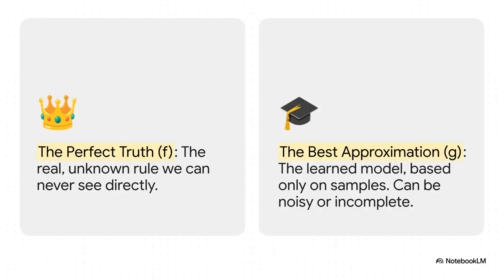But, and this is so important to remember, G is not F. Our final model, G, is just an approximation of that perfect truth, F. And why is that? Well, because it was only built using a sample of the data, and that data might have errors, it might be incomplete. Our goal is always to get G as close to F as we possibly can, but at the end of the day, it's always an educated guess.